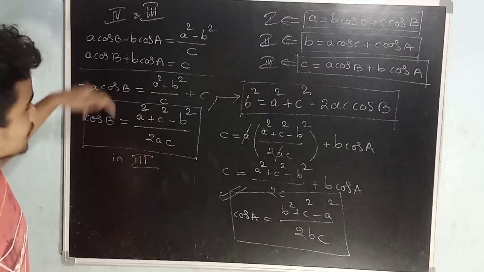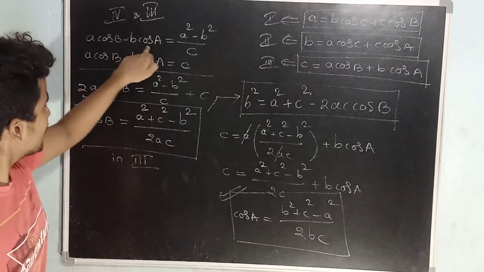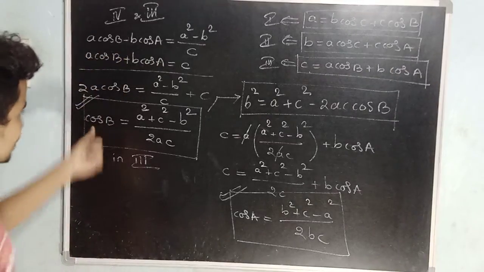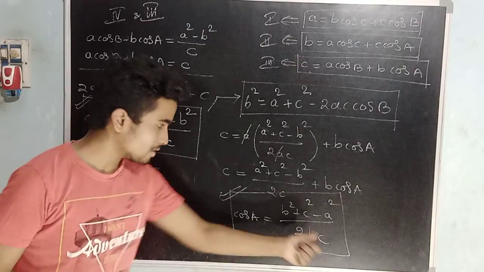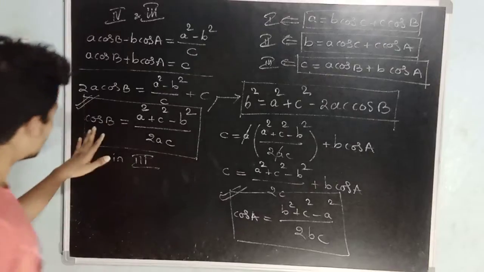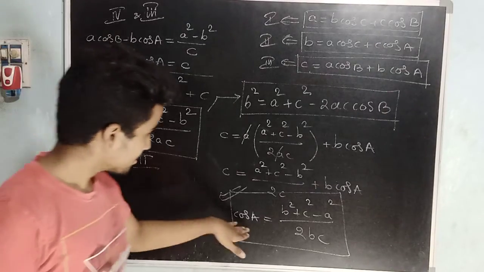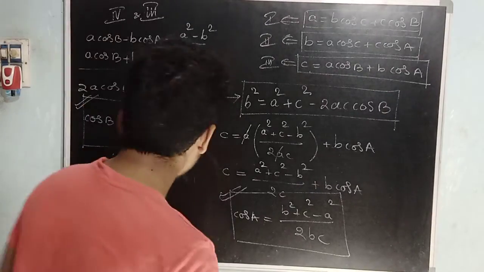Okay. Here we have two variables, cos B and cos A. I have found cos B and substituted in equation 3, and I got the value of cos A. Here we got two values, cos B and cos A.